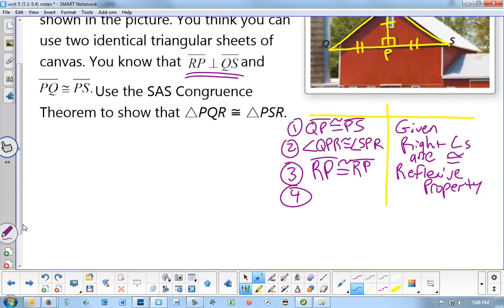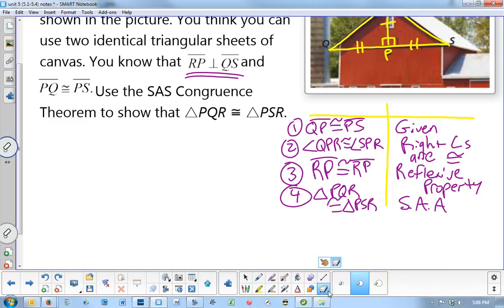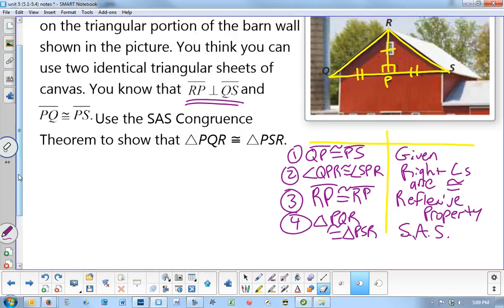And then last but not least, our conclusion. We have two sides and an angle in between them. The triangle PQR is congruent to triangle PSR. And the reason for that is the reason of the day, side, angle, side. That's how you use side, angle, side. You've got to be able to show two sides and the angle that is in between those two sides.